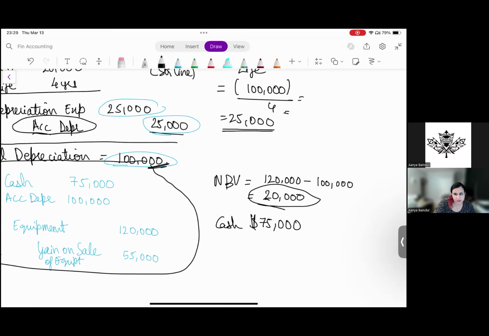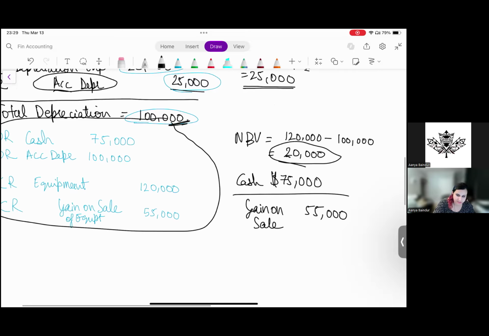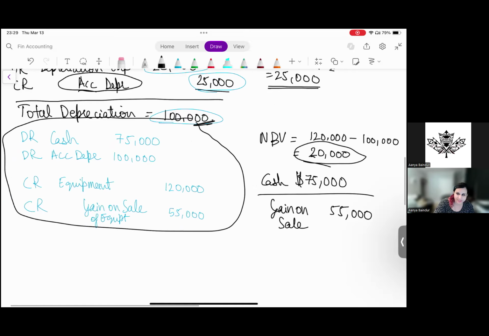Which means we received a lot more than what it was worth, which automatically tells you that we made a gain. So that's obviously a gain on sale. And that'll be the difference of these two, which is again 55,000. And then you can go ahead and write the journal entries. So there are effectively two ways to do this. You can choose either way. They'll both give you the correct answer.